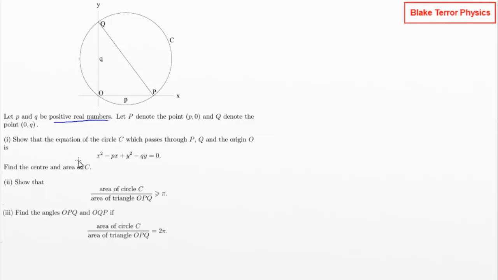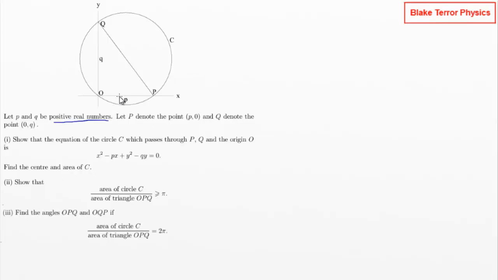Show that the equation of the circle which passes through P, Q and origin is that. Find the centre and the area. Okay, it's interesting that they put the equation first, saying show that, then find the centre, because usually we find the centre in order to find the equation of the circle. So I don't know, well, whatever.